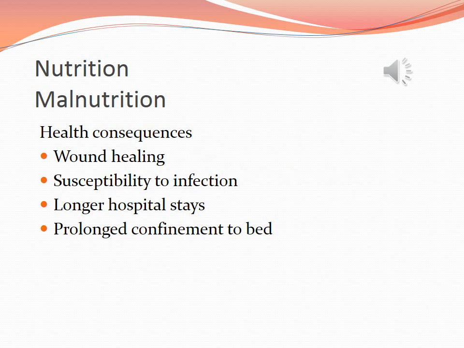In nutrition, the exemplar malnutrition is a concern. There are health consequences that are associated with malnutrition: wound healing, susceptibility to infection, longer hospital stays, and prolonged confinement to bed. There are certain signs and symptoms that suggest possible nutritional deficiency, such as muscle wasting, poor skin integrity, loss of subcutaneous tissue, and obesity.